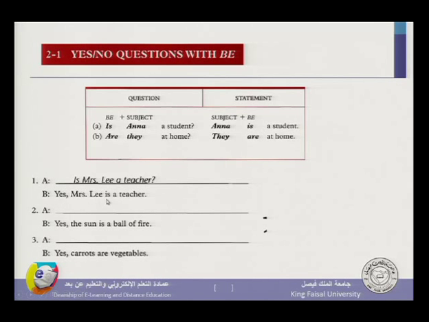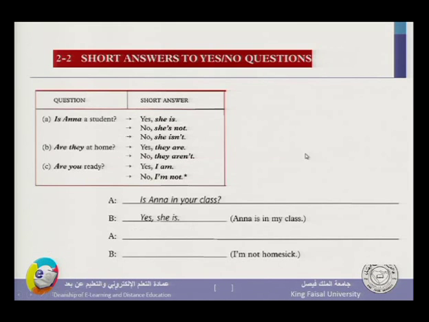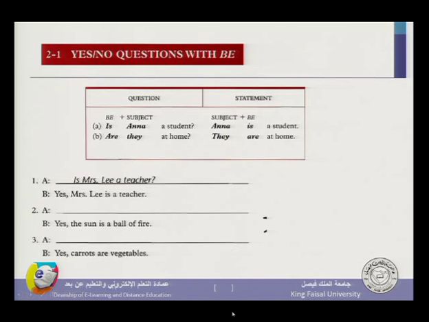So look at this. Yes, Mrs. Lee is a teacher. This implies that the question is a yes/no question. هل Miss Lee a teacher? How to say that? Instead of saying Miss Lee is a teacher, we just use is here. So is Miss Lee a teacher? Yes, the sun is a ball of fire. Now the question is, we just move is here. Is the sun a ball of fire? Number 3, yes, carrots are vegetables. Again, instead of carrots are, I say are carrots vegetables? Are carrots vegetables? Then it will be a yes/no question.